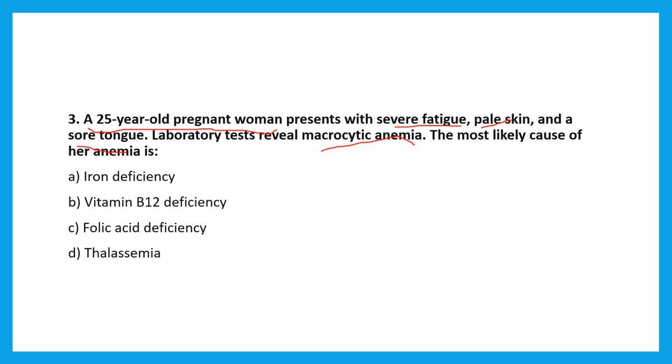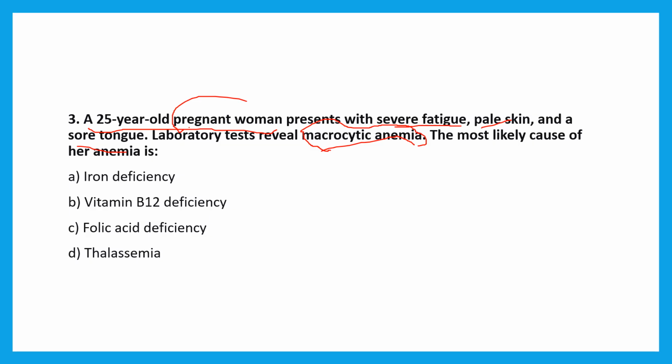First of all, there are many clues here. I've already read the choices that we have. Clue one, pregnant woman. This woman is pregnant here. Then sore tongue, and macrocytic anemia. Folic acid requirements actually increase significantly during pregnancy, and I hope you know this.